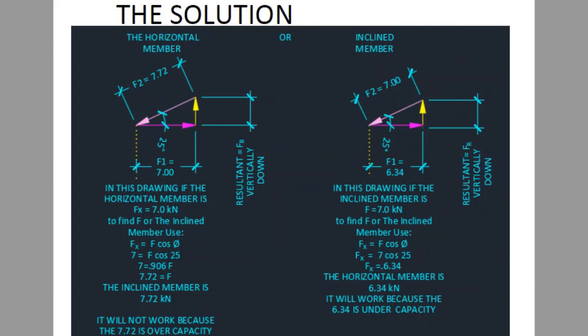Looking at the values we found, we see that in our first scenario, where our horizontal member had a force of 7 kN, our inclined member had a force of 7.72. This here will not work because it is now over capacity. In scenario number 2, we set the inclined member to have a force of 7 kN. We found that our horizontal force would then be 6.34 kN. This here would work perfectly because our inclined member would be under capacity.